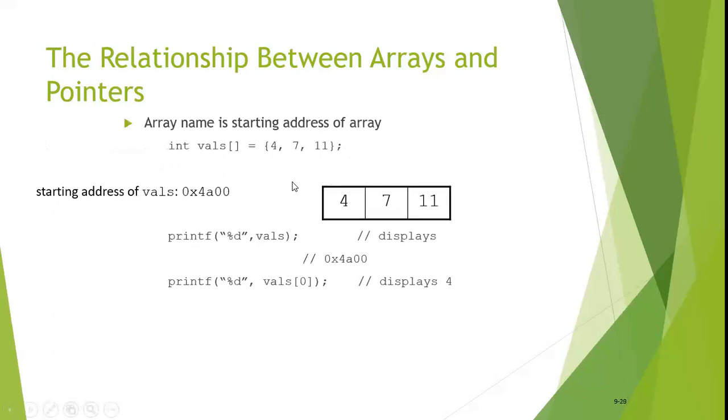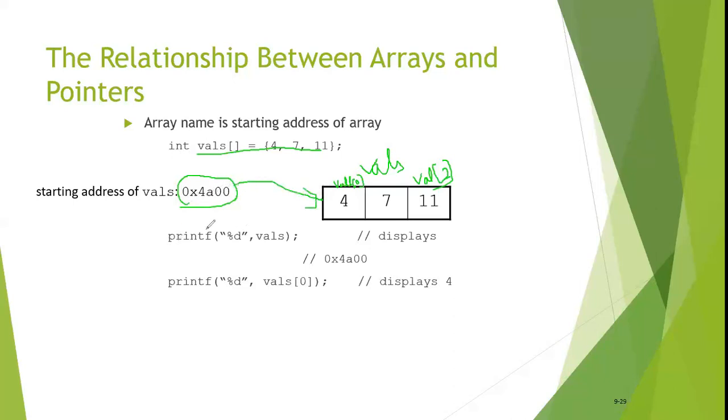Okay, Aniket, what I was telling you is that let's suppose I'm having values. This is the array which contains 4, 7, 11. This is my vals, right? This is vals[0], and this is vals[2], right? The starting address of vals is 0x4a00. This is the starting address. That means the address of vals[0] is 0x4a00.